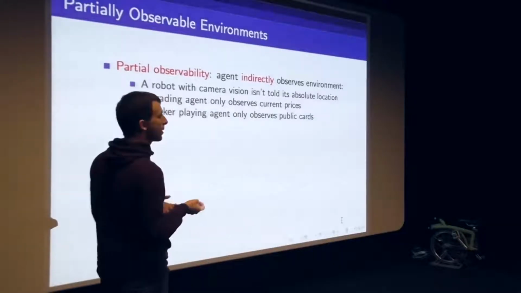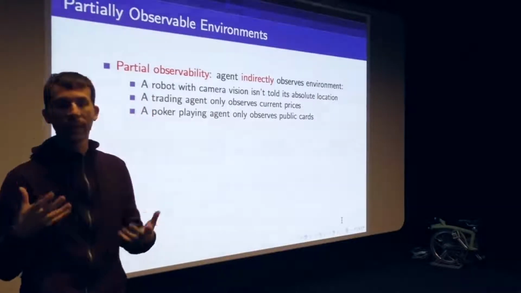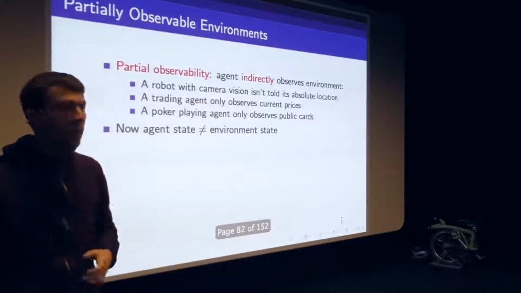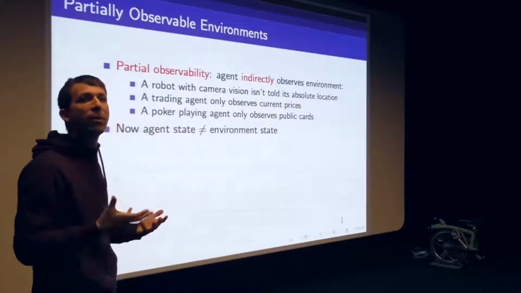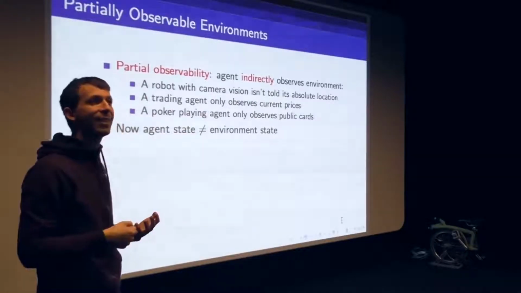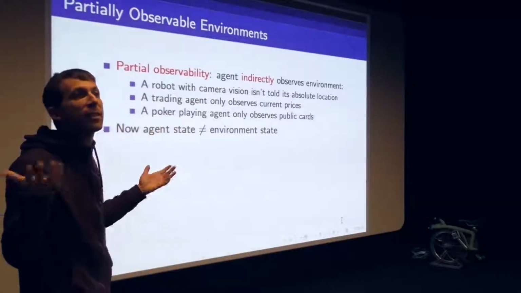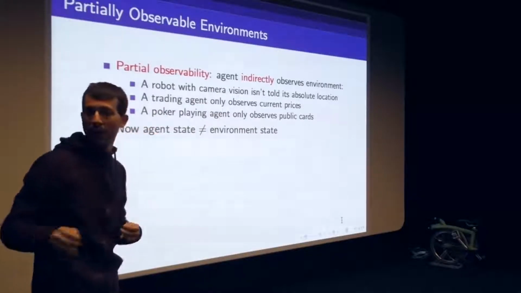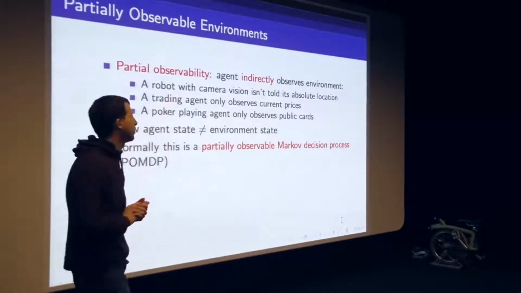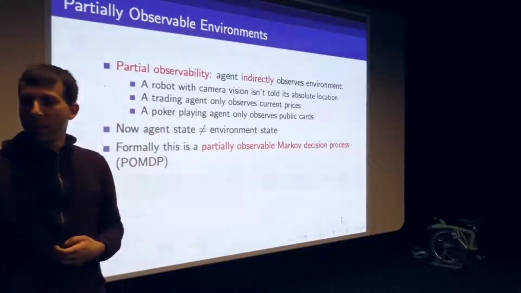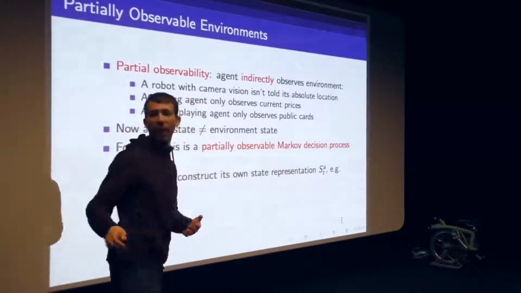Or a poker playing agent, it only observes the public cards, the cards which are face up on the table, and it doesn't know what's hiding in someone else's hand. These are all examples of partial observability. And in all of these cases, we have to build an agent state that's distinct from the environment state, because we don't know the environment state. We don't know what's in the opponent's hand or what's hiding behind the environment that's driving the prices. We don't know all that information. It may as well not exist as far as the brain is concerned that we're trying to create. So this needs a different formalism, and this is known as a partially observable MDP, or a POMDP. And now our job is to build this agent state. We have to build this S_t. So how do we do that?